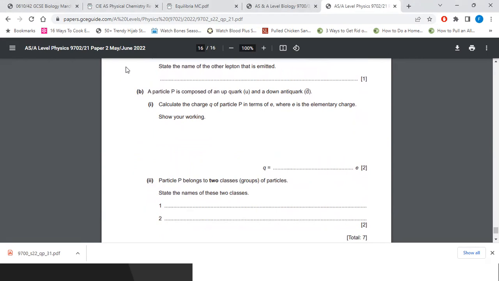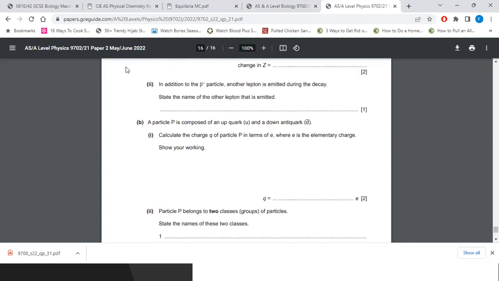In beta minus, another electron. You can say antineutrino, remember? In beta minus, we were getting a proton, a beta minus particle that was an electron, and an antineutrino.